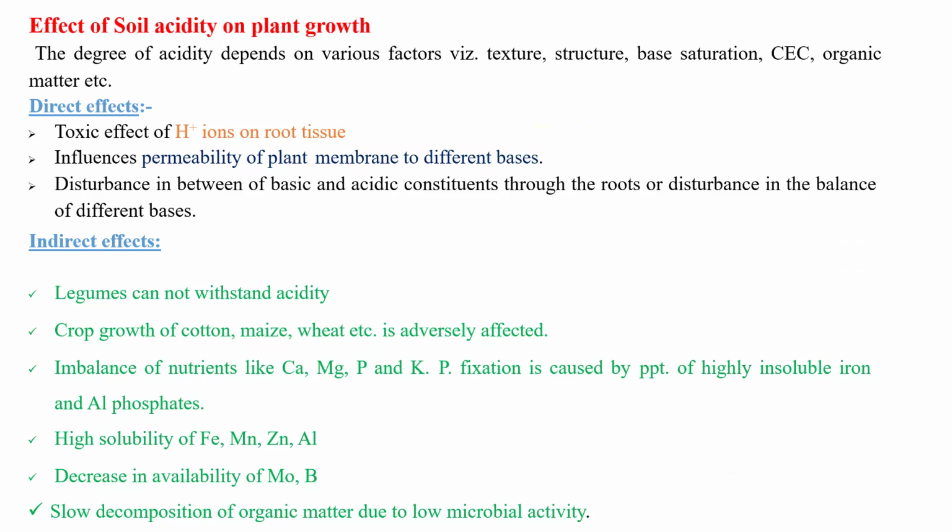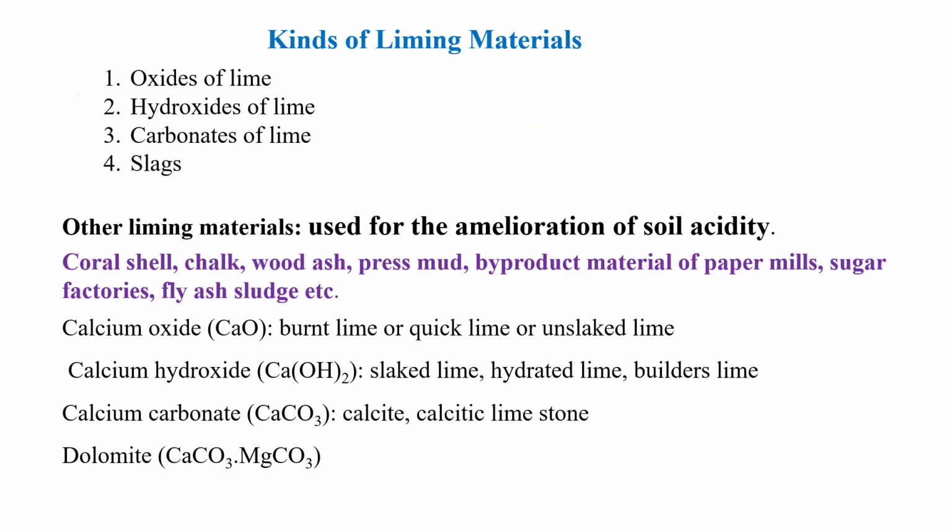High solubility of iron, manganese, and zinc is mostly seen here. There is a decrease in availability of molybdenum and boron, and a slow rate of decomposition of organic matter due to low microbial activity. Organic mineralization or decomposition of organic matter is very low at lower pH, thereby the microbial activity is degraded at lower pH. Next, kinds of liming materials.